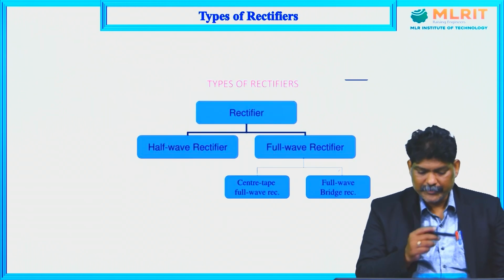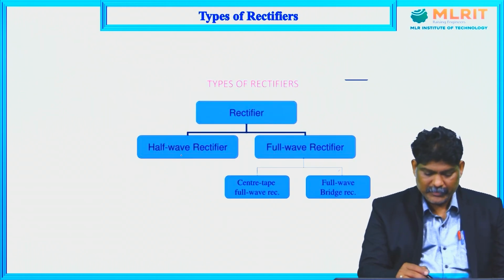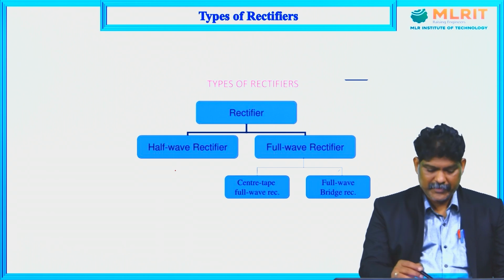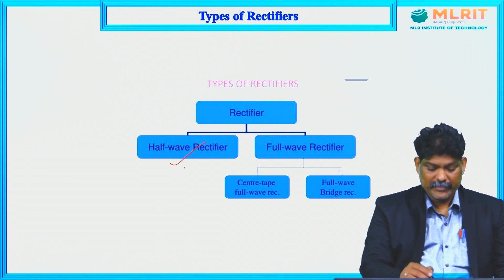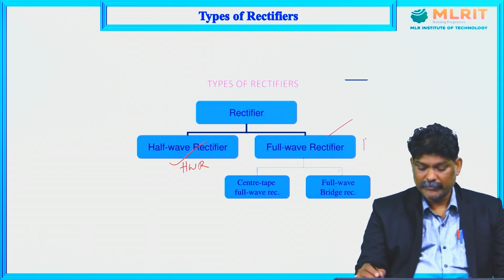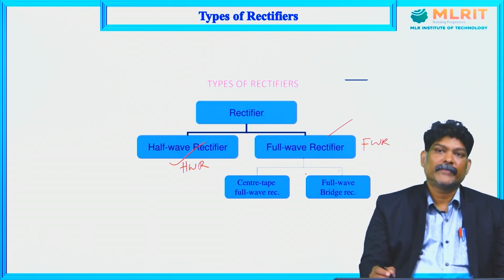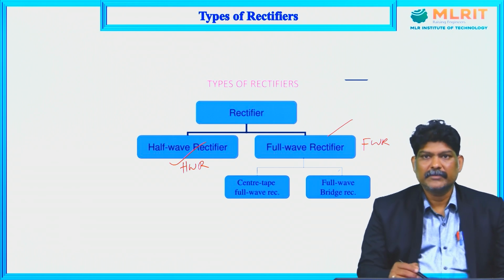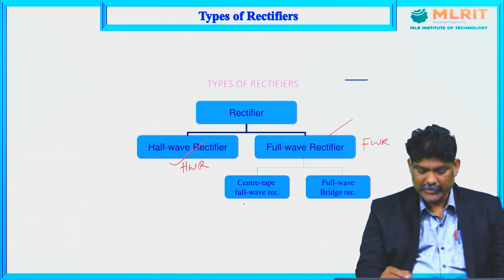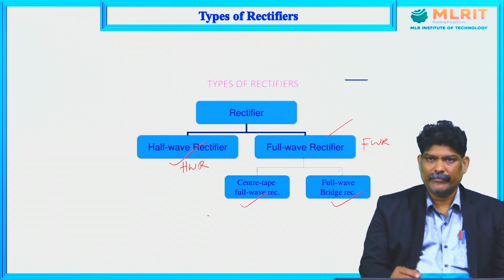What are the types of rectifiers we have? Rectifiers can be divided into two types. One is the half-wave rectifier, which we simply write as HWR, and the other is the full wave rectifier. The full wave rectifier is again divided into two types depending upon the transformer utilization: the center tapped full wave rectifier and the full wave bridge rectifier. Both are full wave rectifiers.